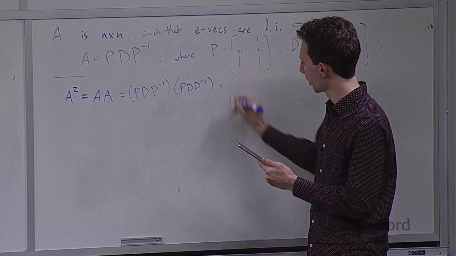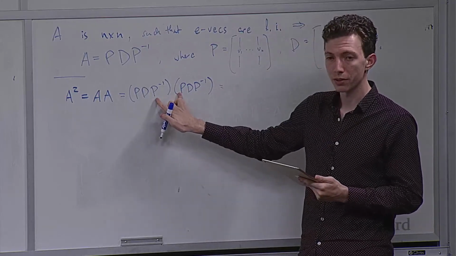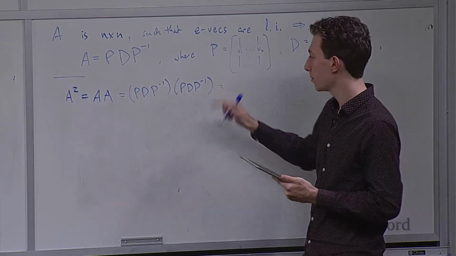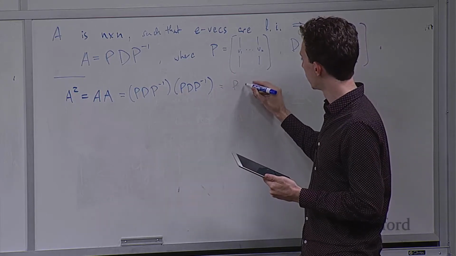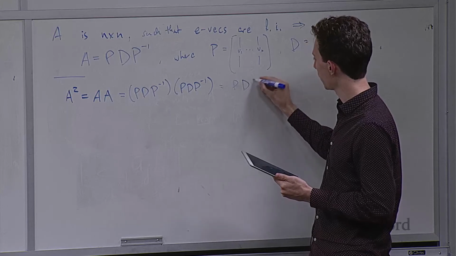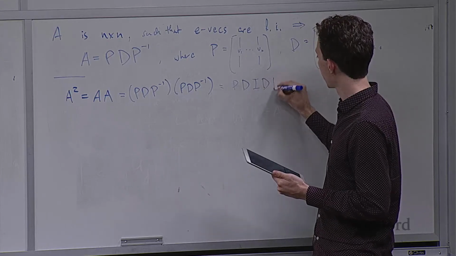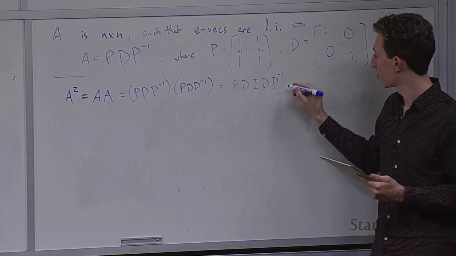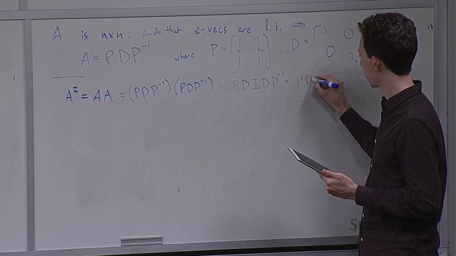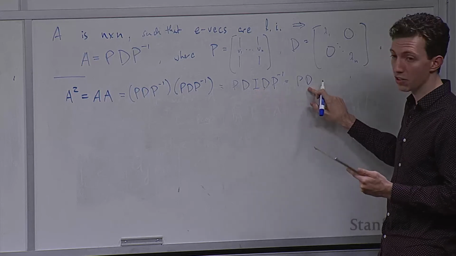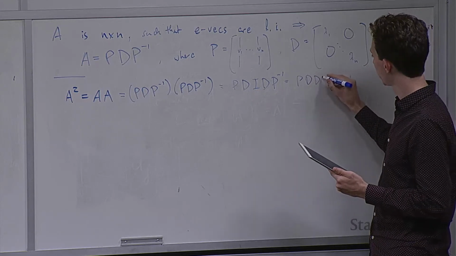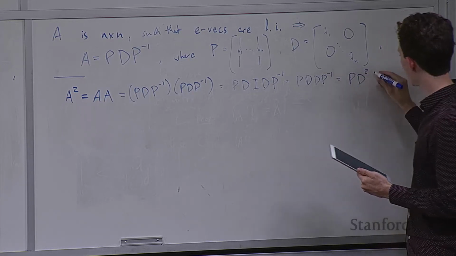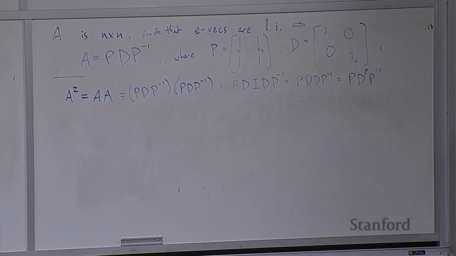OK. Notice that here we have a P and a P inverse. Since these are inverses of each other, these go away and they just become the identity. So in particular, I can just ignore them, but I'm going to write it here. Anything times the identity is itself. So I can just ignore that identity and say that, for example, I multiplied D by I, and it gave me D back. So this, at the end of the day, is P D squared P inverse.